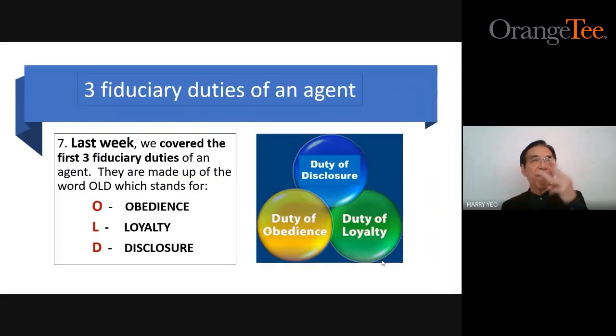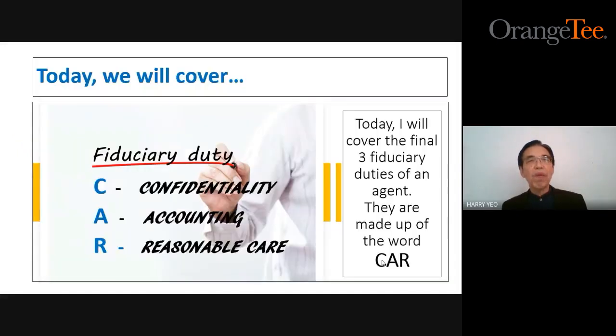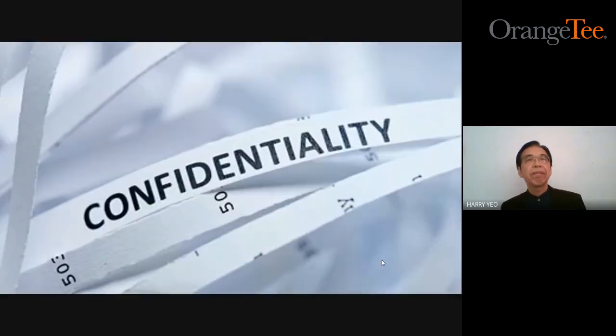Last week, we covered the first 3 portions of fiduciary duty, which is obedience, loyalty, and disclosure. So we have covered the OLD part. Now we will cover CAR, C-A-R. Today we will cover the balance of 3 fiduciary duties of a property agent, summarized in the word CAR. Confidential information, accounting, and reasonable care. So let us start with C, confidentiality.